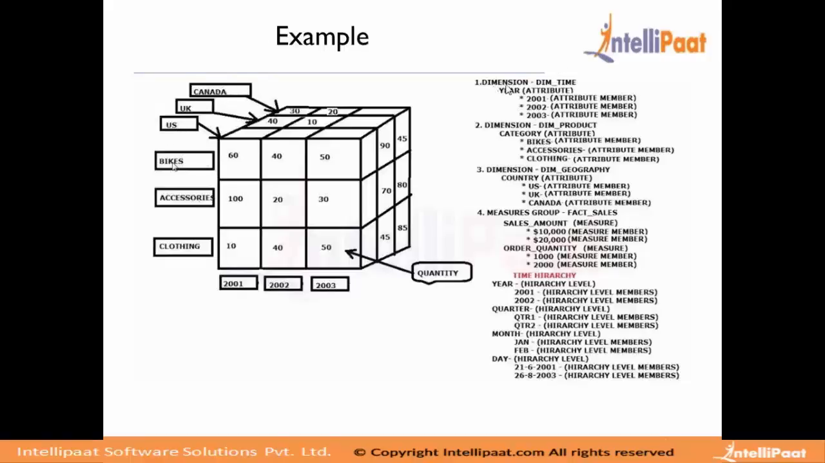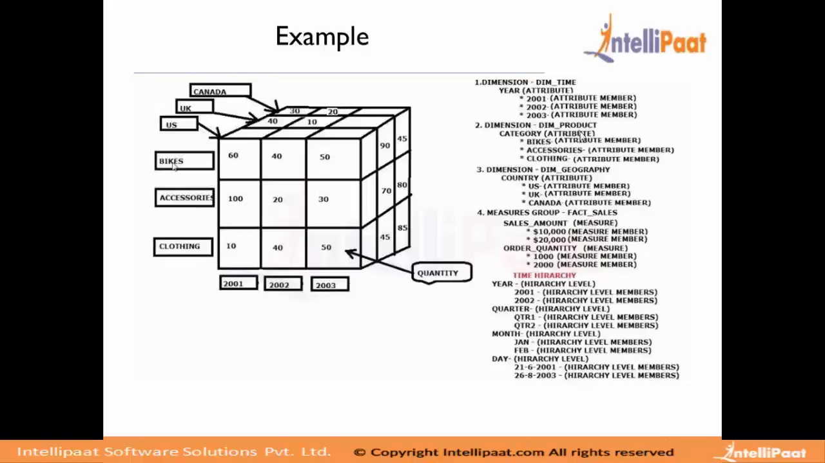Now we can see this is our dimension table for dim time. Here is the attribute. The columns we have in the dimension table are all called attributes. And under the attributes, the data we have is called attribute members. Here my dimension table is dim time. Here I take one attribute, which is year. 2001, 2002, 2003, 2004, these are all called years. So I take the attribute year. Under the year I have data related to 2001, 2002, 2003. This is called attribute member.